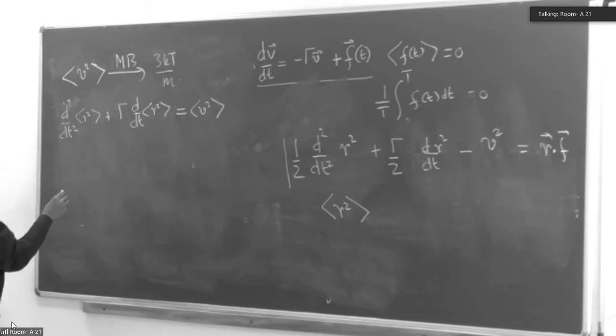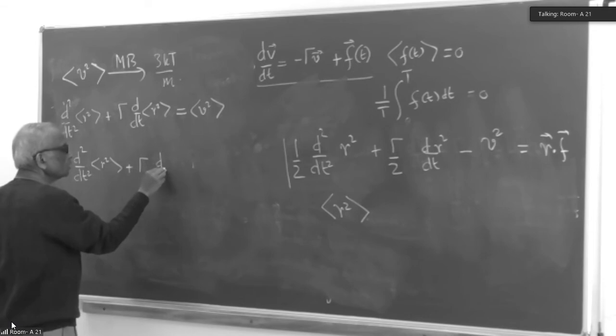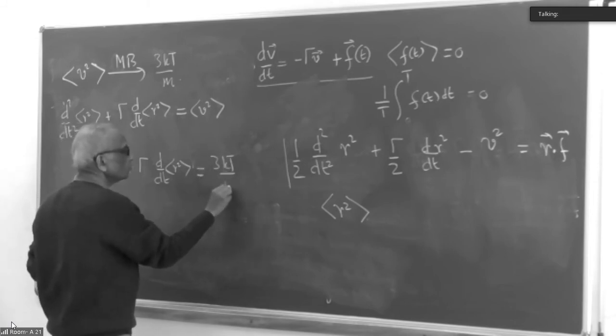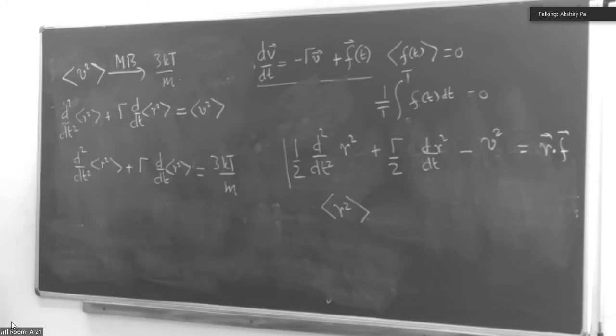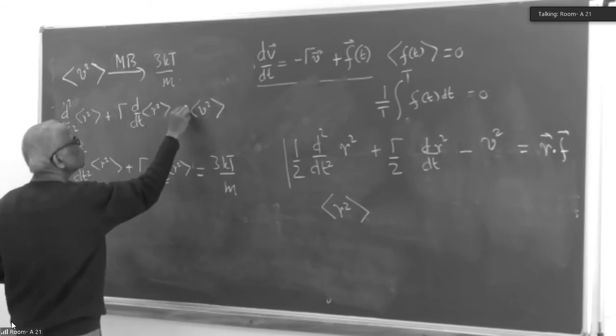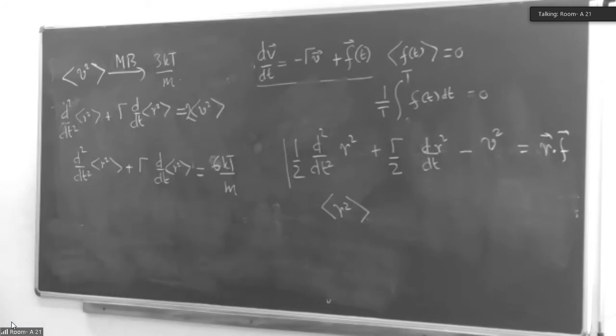And therefore, this equation is d2/dt square of average R square plus gamma d/dt of average R square is equal to 3kT over M. Sir, wasn't there a half before? Huh? Wasn't there a half? There was a half, there was a 2 there, yeah, thank you. There was a half. Thank you.